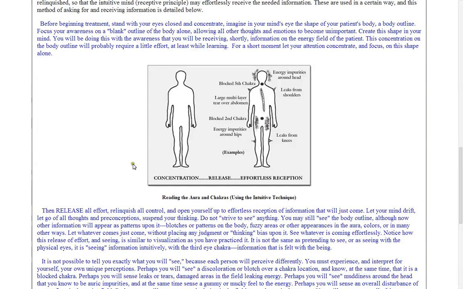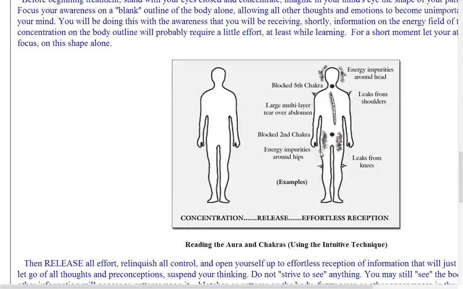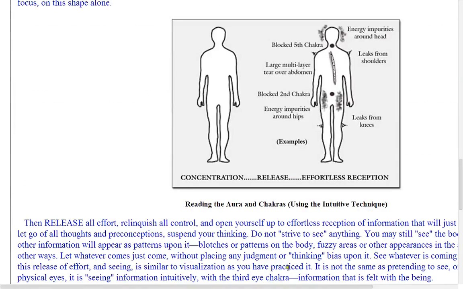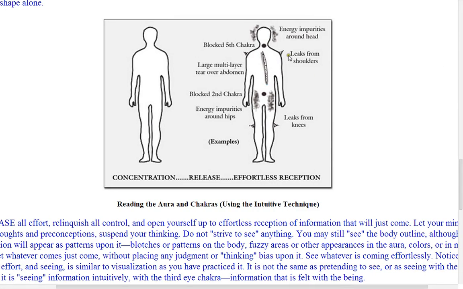Alright, and these are what some of the impurities can look like. So you see leaks from the shoulder. It will look like energy leaving out. Right here you can see a tear across the heart and the abdomen, which would mean that the heart is probably leaking energy in the solar plexus because there's a tear there, which means energy comes out. And if it isn't a tear, it's probably just a leak.